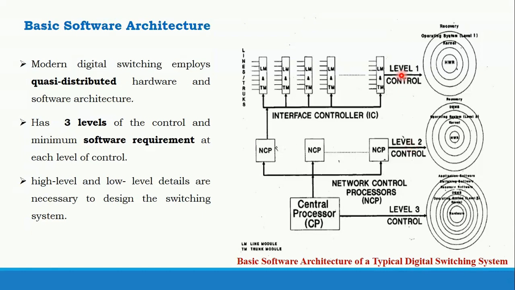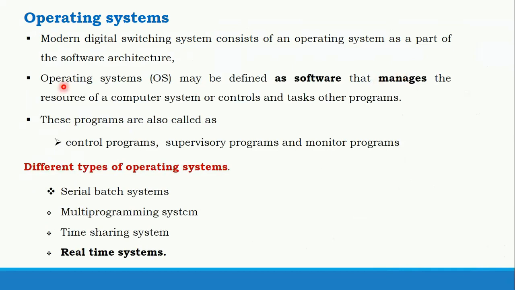Let us know what an operating system is. In a modern operating system, you have the capacity to manage the resources in a computer, and it may be controlling and tasking the other programs. It will have a separate software architecture. The programs used are control programs, which are needed to control the switching system, supervisory programs, where the billing software is needed, and a monitor program to monitor it.